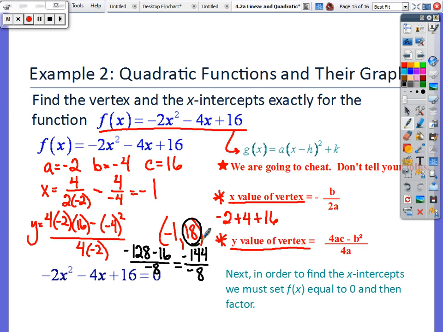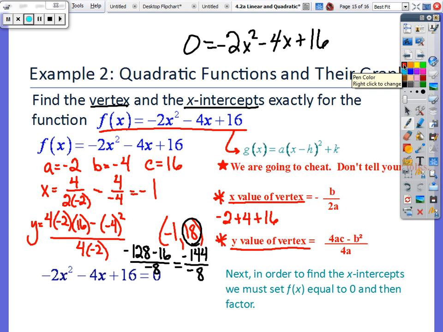Okay? In order to find the x-intercepts, we must set the function equal to 0 and then factor. So if they said, hey, where are the x-intercepts? Because here it says find the vertex and the x-intercepts, I would simply set this function equal to 0. And so there's our function. Now, my suggestion is this. Notice that our a is negative. You don't have to do this, but I would encourage you to make the a positive, which all you have to do is just change the signs of everything. What you're doing is multiplying everything by a -1. But I think, especially with factoring, that makes your life a lot easier.